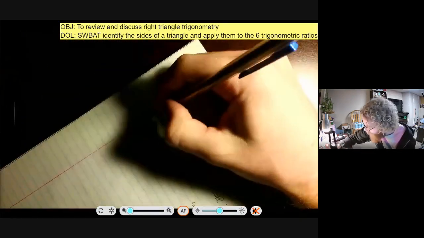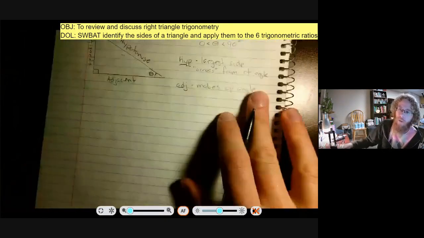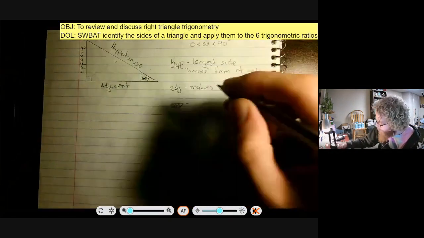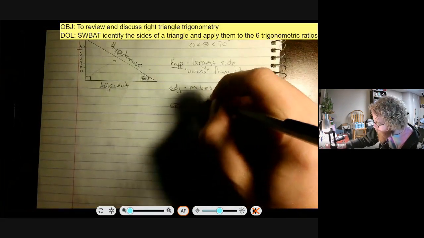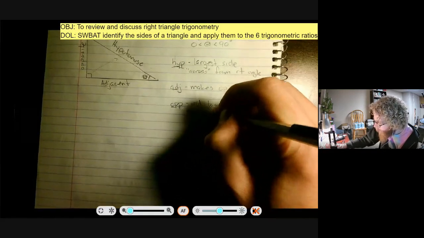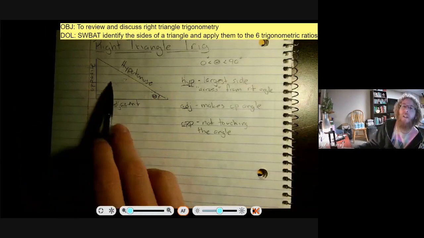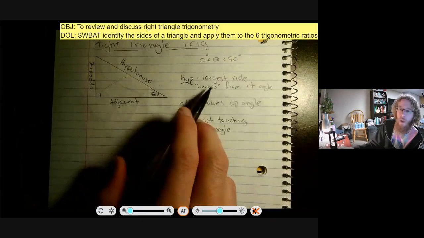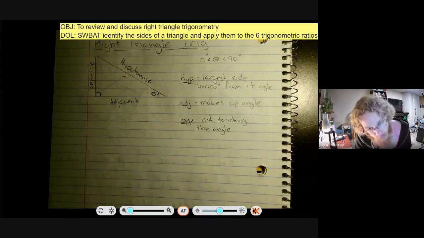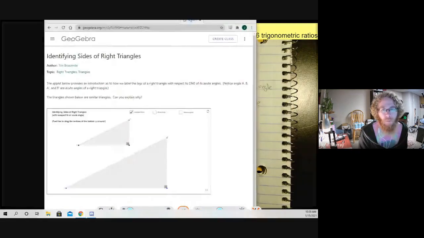And then the last side we have, we call the opposite, abbreviated OPP. Okay, and the opposite side will never be touching the angle. It is on the opposite side. It is across from the angle that we're looking at. Right? So most of the mistakes I see are when the angle is in a different place. So we have to be careful.